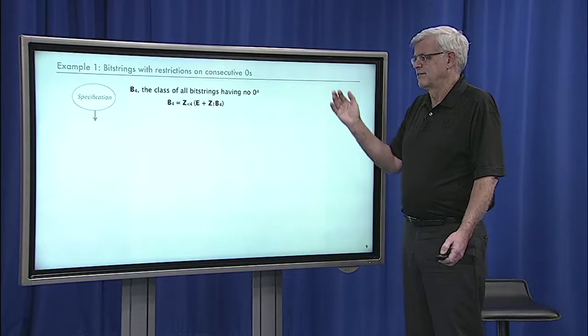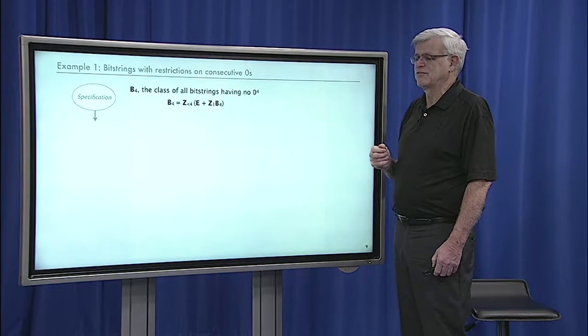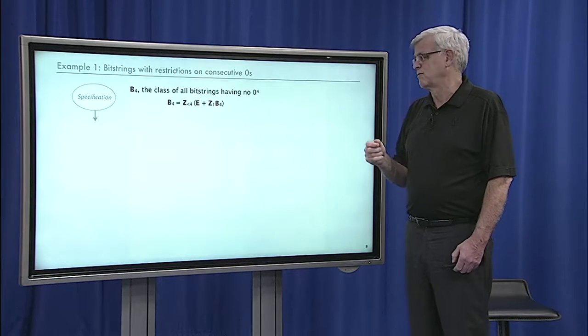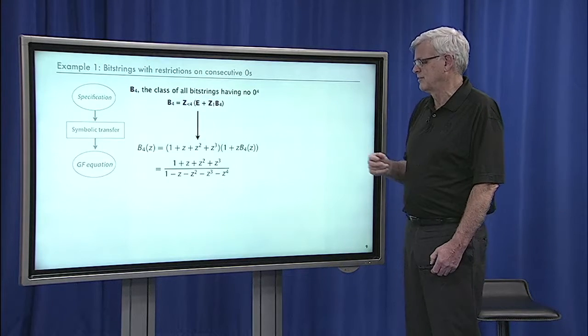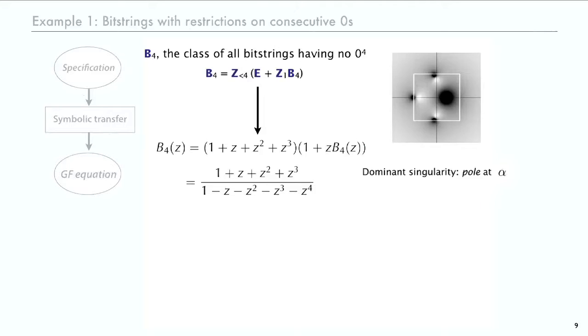And this generalizes. For this case, say we want to find the class of bit strings with no occurrence of 4 zeros in a row. The construction's easy. The translation down to the generating function just generalizes what we saw for the Fibonacci case. And now the singularity structure is a little more complicated. There's 4 poles, but only one of them's on the real line, and we're only interested in the one that's on the real line that's closest to the origin.